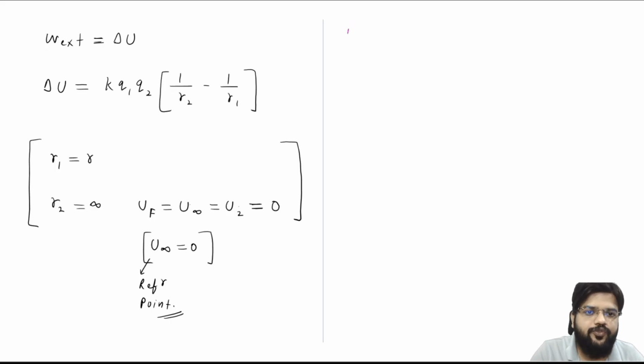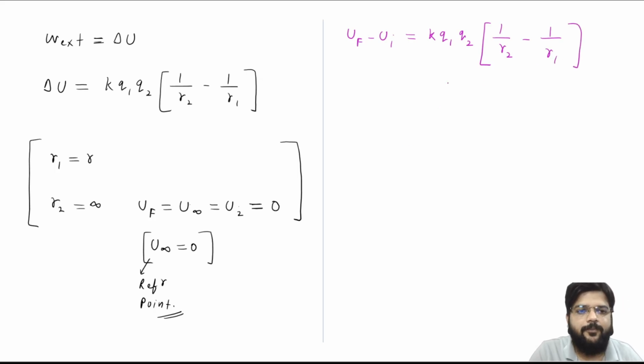Del U can be written as U final minus U initial equal to K Q1 Q2 into (1 by R2 minus 1 by R1). Now R2 is infinite, and U final is U infinite, and potential energy at infinity we are considering zero, and it is our reference point also. So I am putting here zero, everyone.